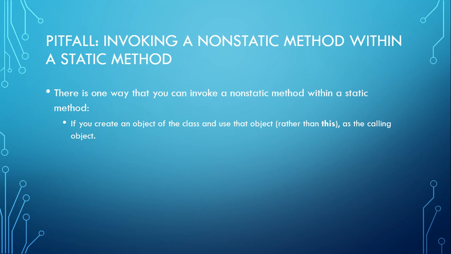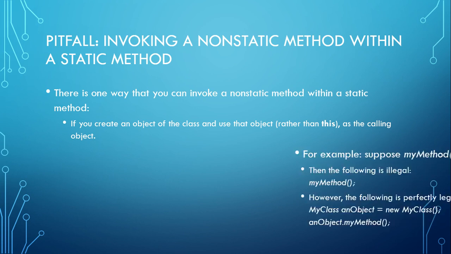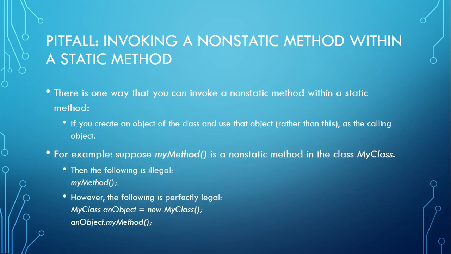Now, there is one way that you can invoke a non-static method within a static method: if you create an object of the class and use that object rather than this as the calling object. For example, suppose myMethod is a non-static method in the class MyClass. Then the following is illegal: myMethod(). Can't do that. We've already established that. However, we can get around that by saying MyClass anObject = new MyClass(). Then, because I have an object created, I can say anObject.myMethod(). That way is perfectly legal to do.